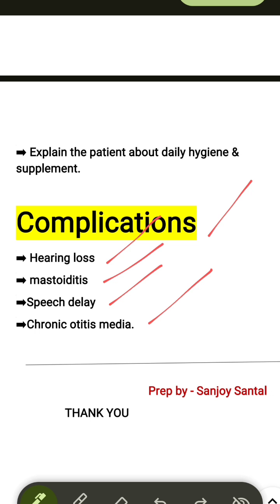So today we have learned about otitis media. Under that we have discussed the definition of otitis media, causes, risk factors, signs and symptoms, pathophysiology, diagnostic evaluations, medical management, and surgical management. In nursing management there are two nursing managements, one is pre-operative and next is post-operative, and after that we have discussed complications. The complications of otitis media are hearing loss, mastoiditis, speech delay, and chronic otitis media. Okay, thank you.